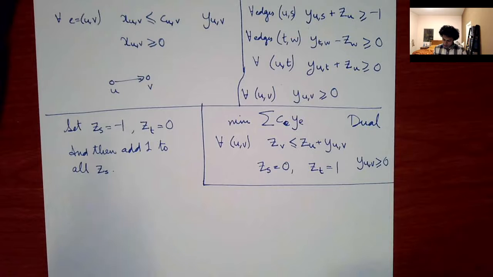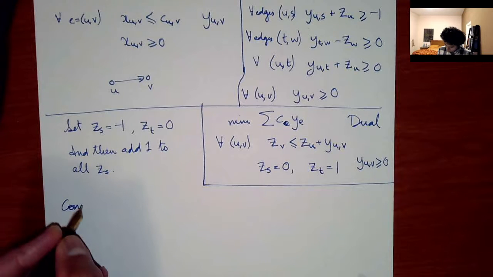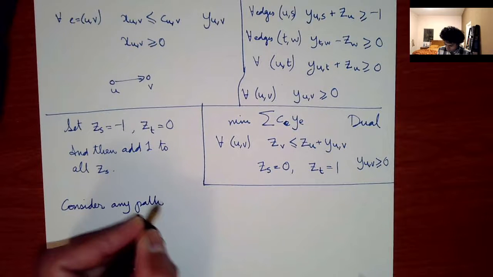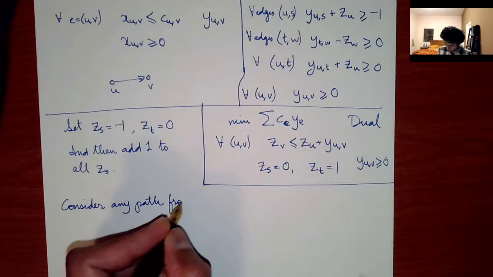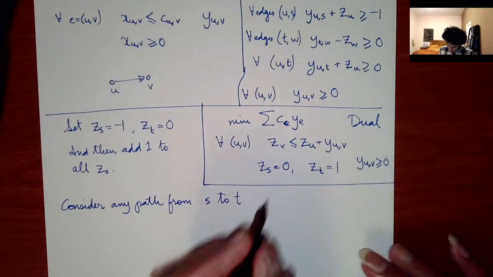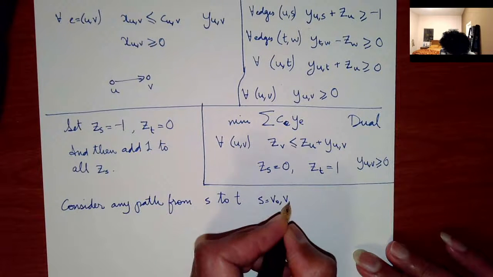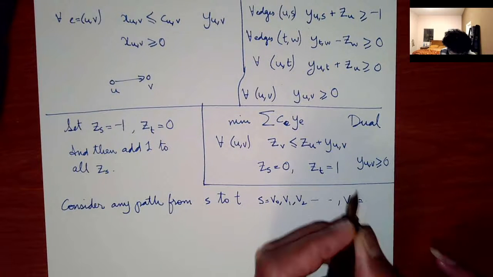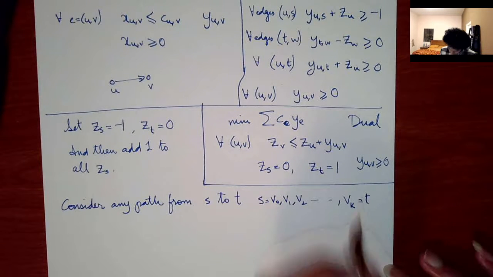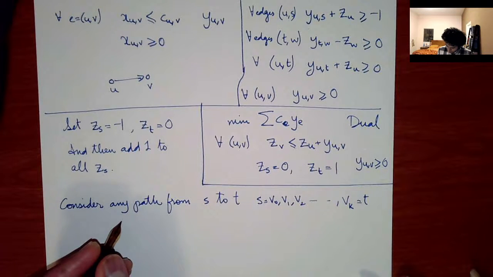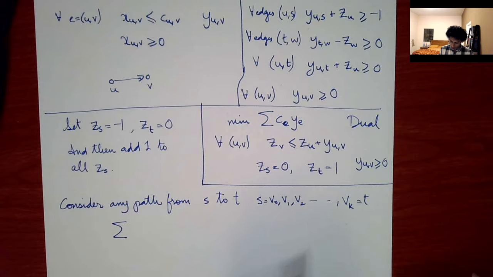So let's consider any path from S to T. I'll just call it S equal to V0, V1, V2, all the way up to Vk, which is going to be equal to T. So consider any path, and imagine that you sum up the weights along that path.